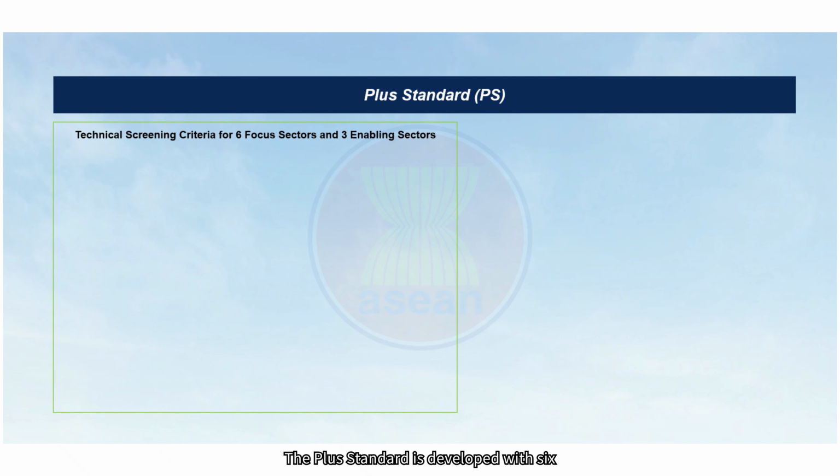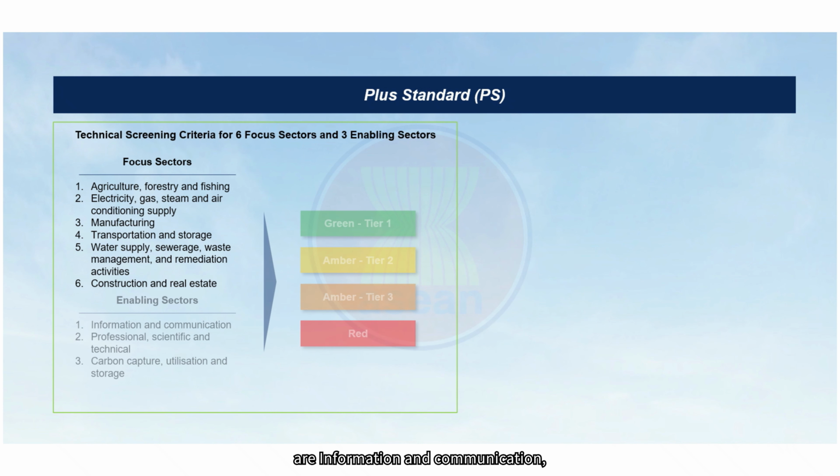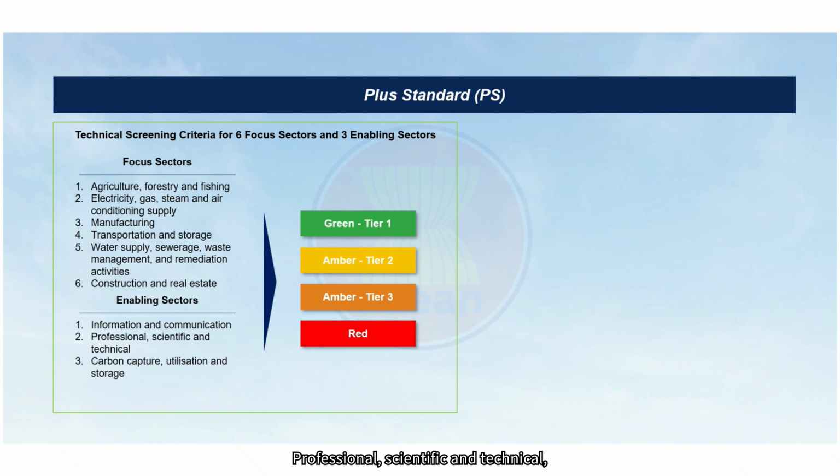The plus standard is developed with 6 focus sectors and 3 enabling sectors in mind. The 6 focus sectors are agriculture, forestry and fishing, electricity, gas, steam and air conditioning supply, manufacturing, transportation and storage, water supply, sewerage, waste management and remediation activities, and construction and real estate. The 3 enabling sectors are information and communication, professional, scientific and technical, and carbon capture, utilization, and storage.